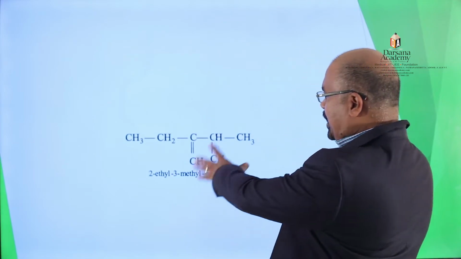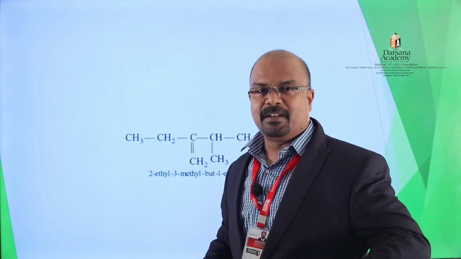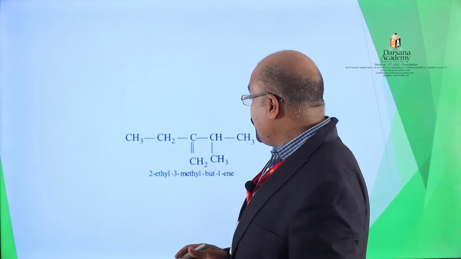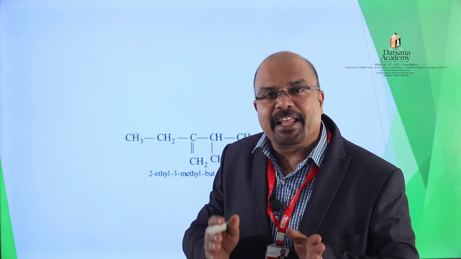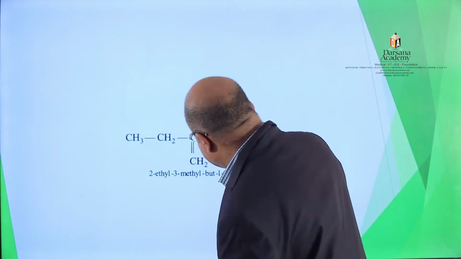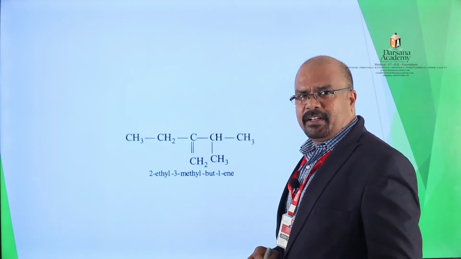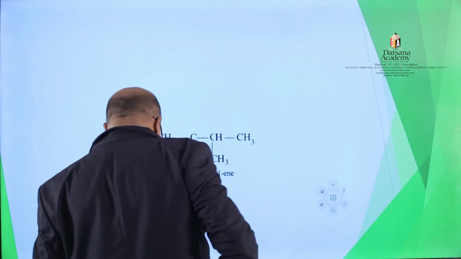Then another question: here a multiple bond is present. Multiple bond means a double or triple bond is present. IUPAC says that if a double or triple bond is present, it should be included in the parent chain, along with the word root.